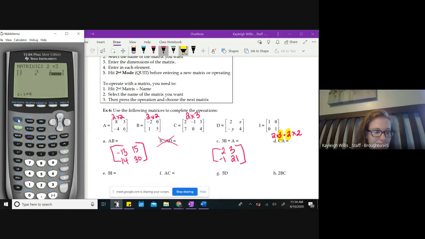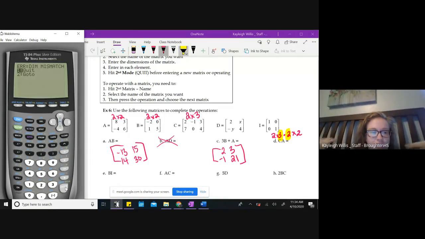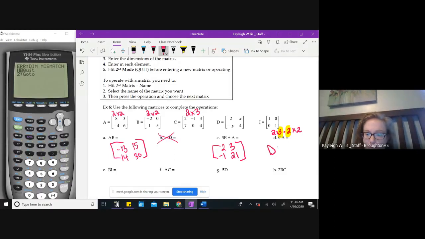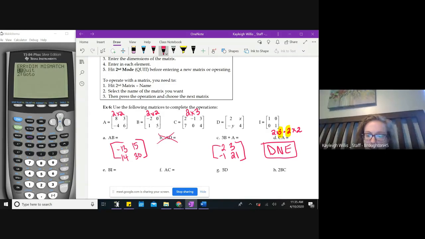So going back to my home screen. That's important, y'all. So it says C times A, and I don't have to put the times sign because they're right next to each other, but you can. Error, dimension mismatch. You can't do it. So this one is does not exist or no solution. Wait, what's DNE mean? Does not exist.